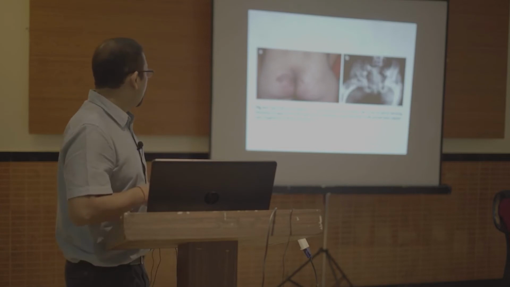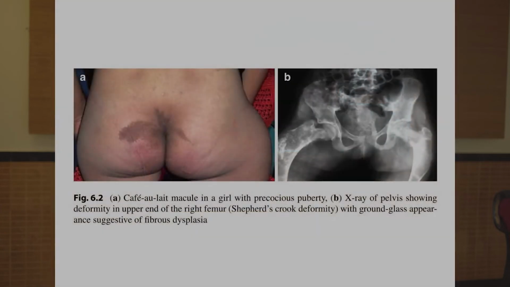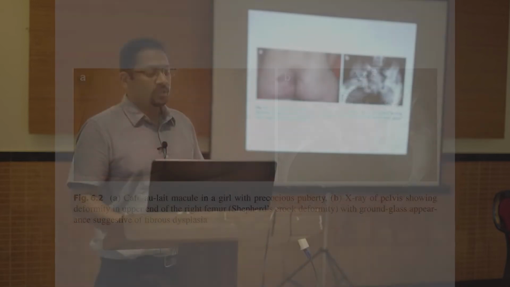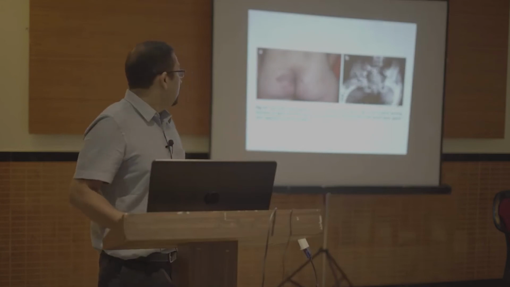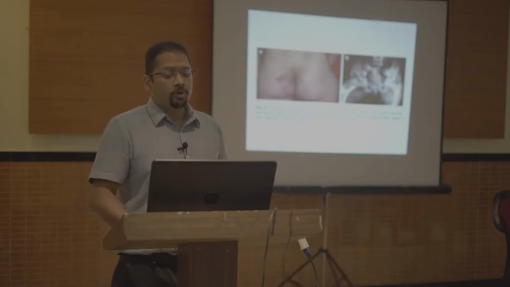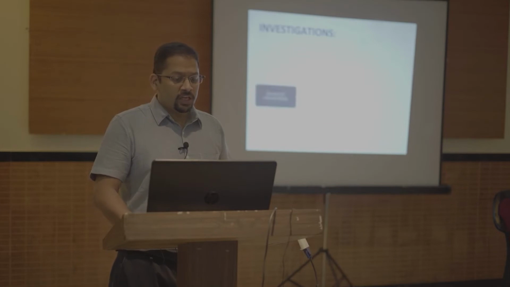This is a patient of McCune-Albright syndrome having café-au-lait spots on the buttocks, sometimes not seen on the sides, and the patient has bone deformity like Shepherd's crook deformity, a fibrous dysplasia seen in the proximal femur. So these two features are seen, and the patient has precocity, which is said to be gonadotropin independent precocious puberty. So what are the investigations?